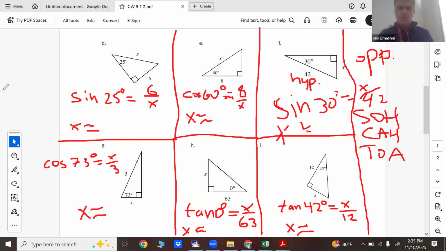Hopefully, guys, what did you get for the first one? 14.20. Sine 25, 6 over sine 25. You might have rounded a little too soon. So it's tangent, because you're using a slope triangle. That's going to be 16.